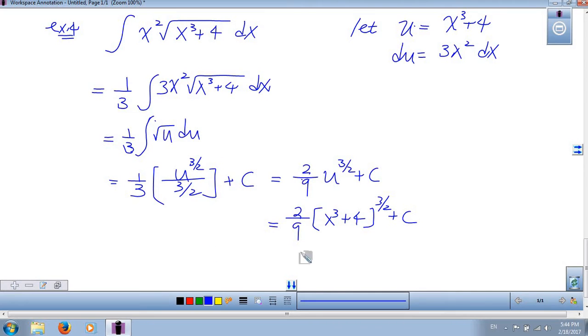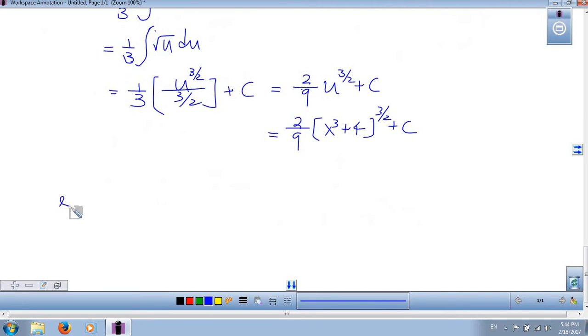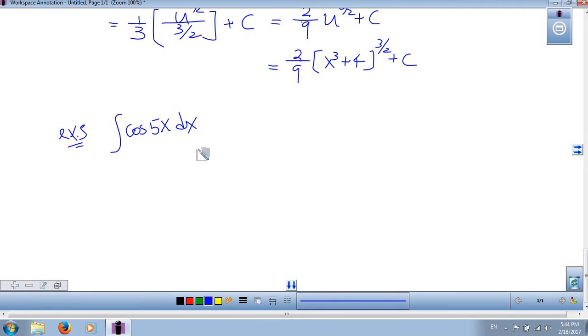Alright, so let's look at another example similar to this. Example 5: the integral of cosine of 5x dx. Now this looks very simple. It seems that, oh, shouldn't this just be the integral of cosine 5x, shouldn't it just be sine 5x? Well, not really, because 5x is a composite function of x. It's not really just x. So we're not integrating cosine x, we're integrating cosine 5x. So the inside function is 5x.